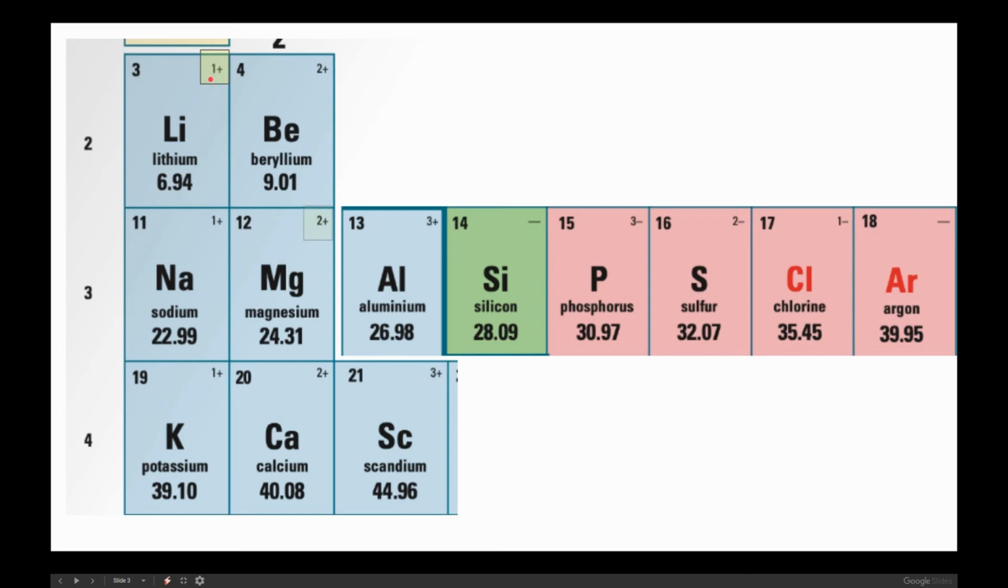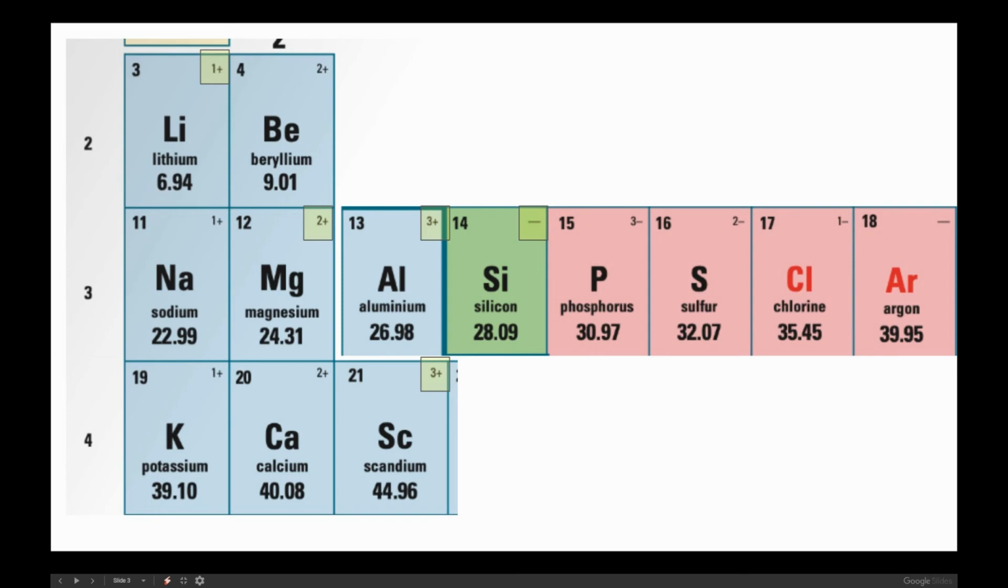Lithium has 1 dot, magnesium has 2, scandium has 3. So would aluminum, the part I dragged over in the other table. Silicon will have 4 electrons in its outer shell. 2 and 8 make 10. 4 more makes 14. Why does silicon not show a charge?